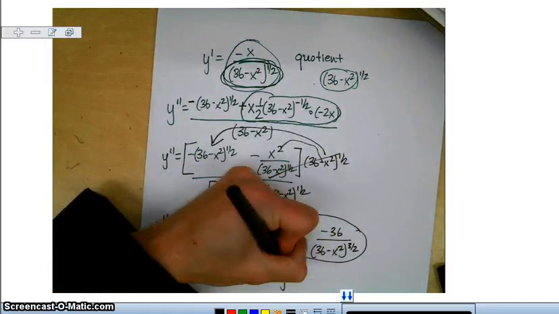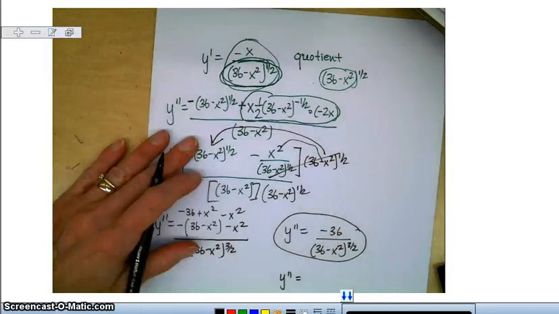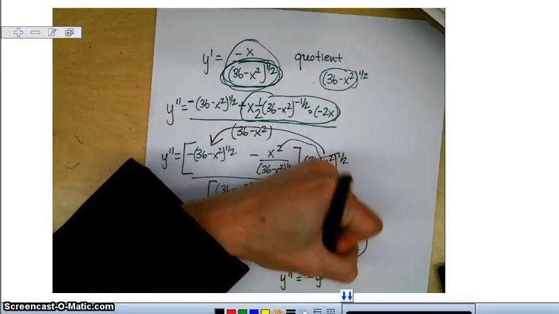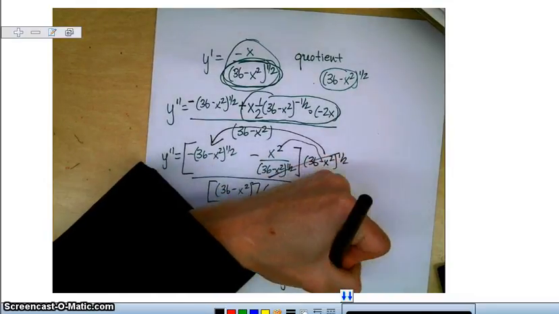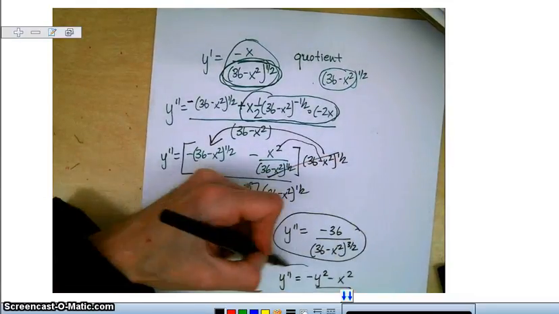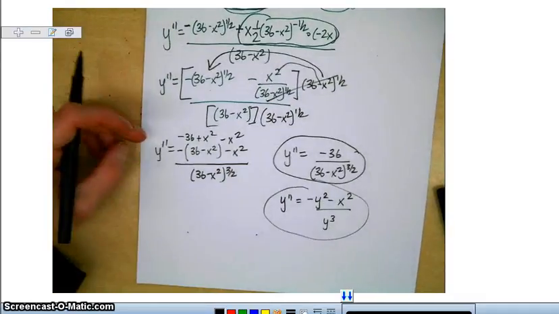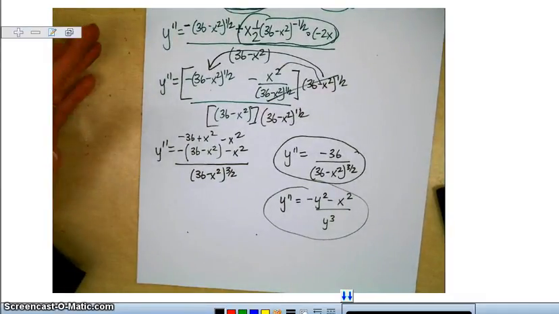What is the second derivative we got the first time? Negative y squared minus x squared over y cubed. How are those the same? Are they the same? Shouldn't they be the same?